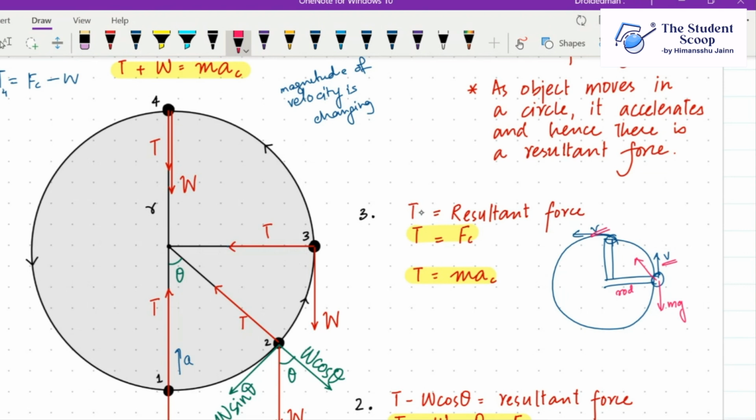The basic thing we need to remember is that in vertical circular motion, the velocity is changing. So we will always only think about the forces that are pointing towards the center, the resultant forces pointing towards the center. That's the acceleration. That's the direction that matters to us.